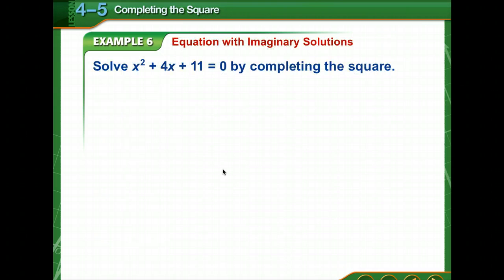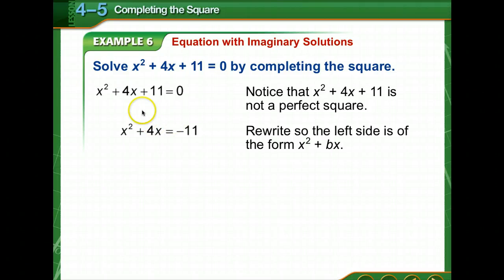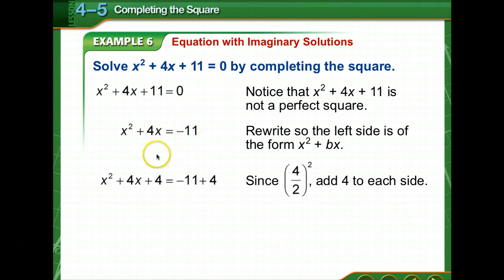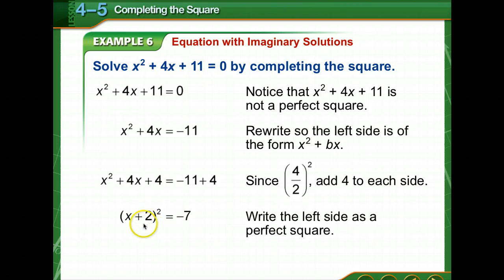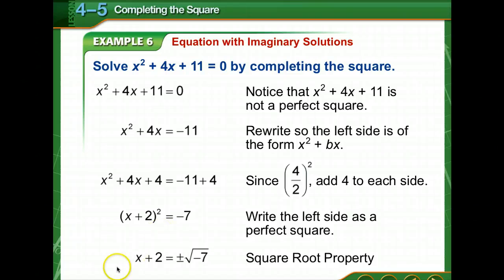Not all solutions of quadratic equations are real numbers, and in some cases, the solutions are complex numbers of the form a plus bi, where b is not equal to 0. So we're to solve this one by completing the square. We subtract 11 from both sides. Half of 4 is 2. 2 squared is 4, so we're going to add 4 to both sides. Rewrite it: x plus 2 quantity squared is equal to negative 7. So x plus 2 is equal to plus or minus the square root of negative 7.